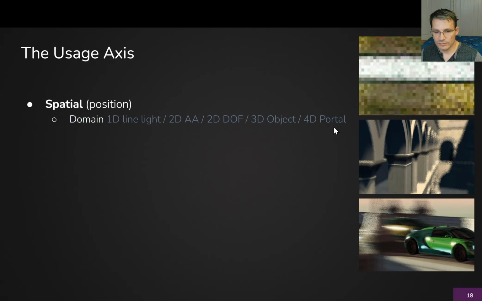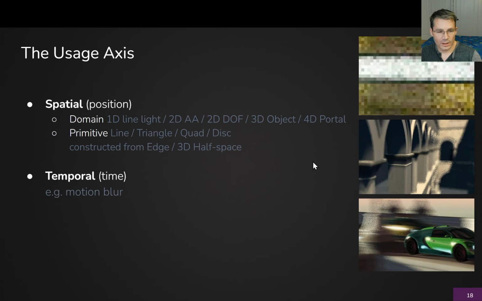Or for 4D, for example, it's like portal-to-portal visibility. It's like a 2D portal visible to another 2D portal. You can store that in a 4-dimensional table. And it's also depending on what primitive you're caring about that you want to rasterize into the bitmask. Let's say a line or a triangle or a quad or a disk. You can construct it from edges or half spaces in more general. And that is a common theme. But it's also possible to solve motion blur. On the bottom right, you can see stochastic rendering with motion blur.